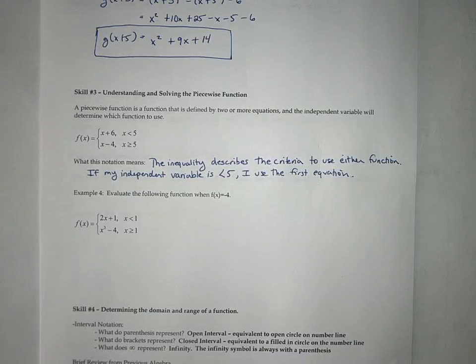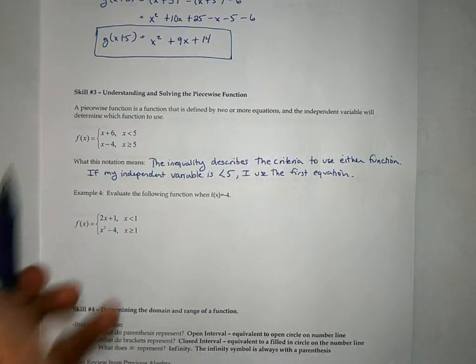You are going to solve either using one or the other if there's two pieces to the piecewise function, or if you've got three, you're only going to use one of the three equations, depending on what independent variable you are using. So with these, you are only going to come out with one answer.